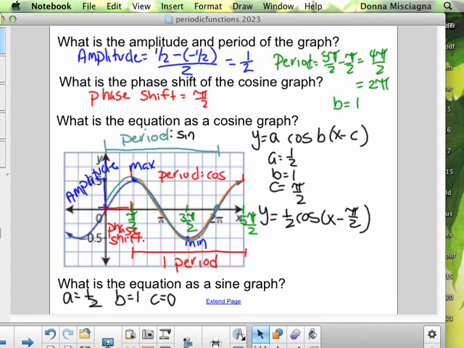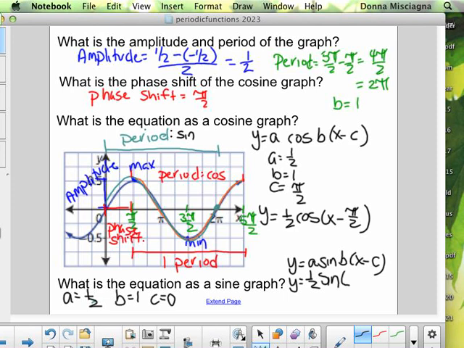Right, so we'll go ahead and write the equation. y equals A sine (Bx minus C). The A is 1/2, so we have 1/2 sine. The B is 1, so we don't need that. And the C is 0, so this is just y equals 1/2 sine x. The only thing there is for the sine graph is an amplitude change. For the cosine graph, there's also a phase shift. Easy peasy.